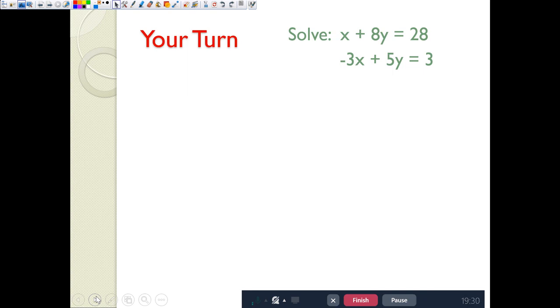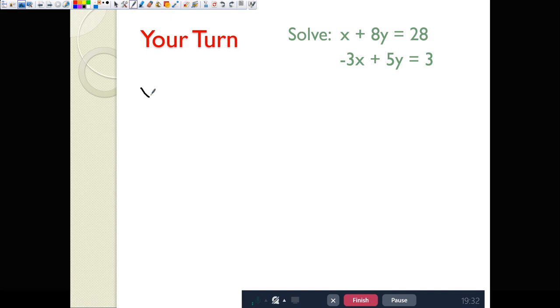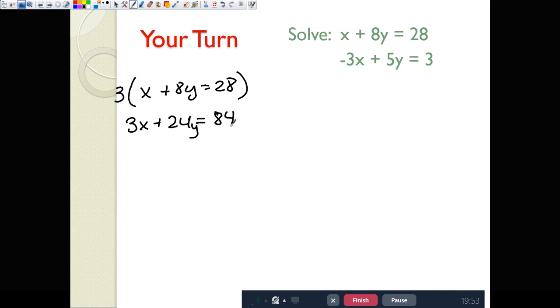So I'm going to take x plus 8y equals 28, and I'm multiplying it by what? 3. So what am I going to get? 3x plus 24y equals what? 84. 84? All right, so now what do I need to do? I need to set up my equation, right? So I'm gonna have 3x plus 24y equals 84.